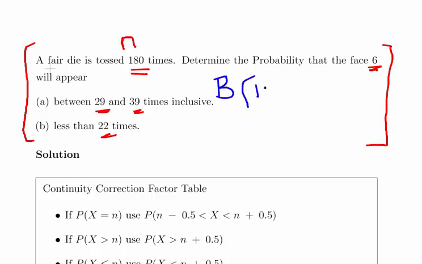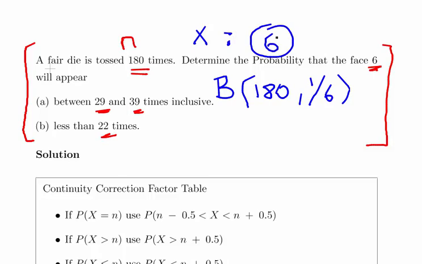With n equals 180 and p equal to 1/6, where a success is a 6. Now I'm just going to put that in there as a face 6. The 6 in a circle means the face 6. When you're doing these sort of things, make a statement to formally state what a success is. Okay, now I'm not really doing it there properly, but just make sure you do it. So between 29 and 39 times inclusive, and then less than 22 times.